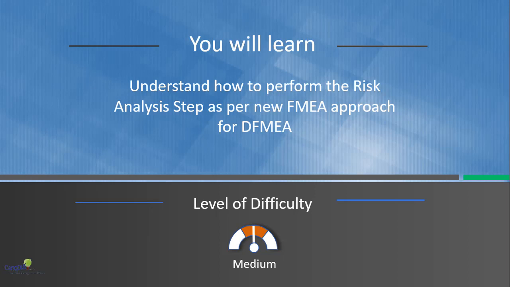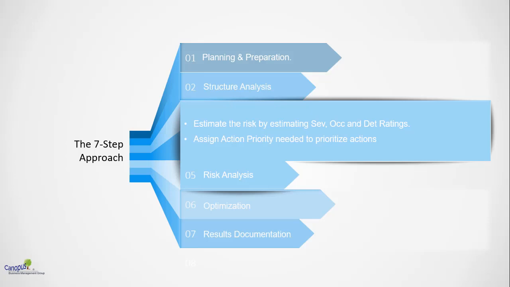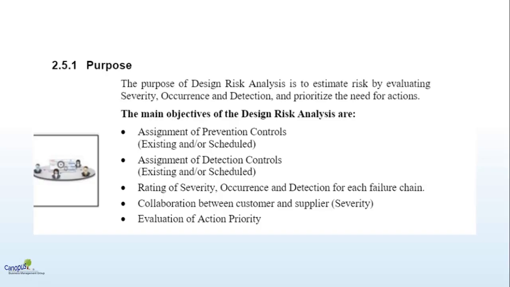In this lecture, we will understand how to perform risk analysis as per the new FMEA approach. As we mentioned earlier, the risk analysis essentially is to identify the severity, occurrence, and detection. And instead of RPN values, in the new proposed approach, we assign action priority, which is needed to prioritize the actions rather than prioritizing the risk. So that's essentially the content of this particular step.